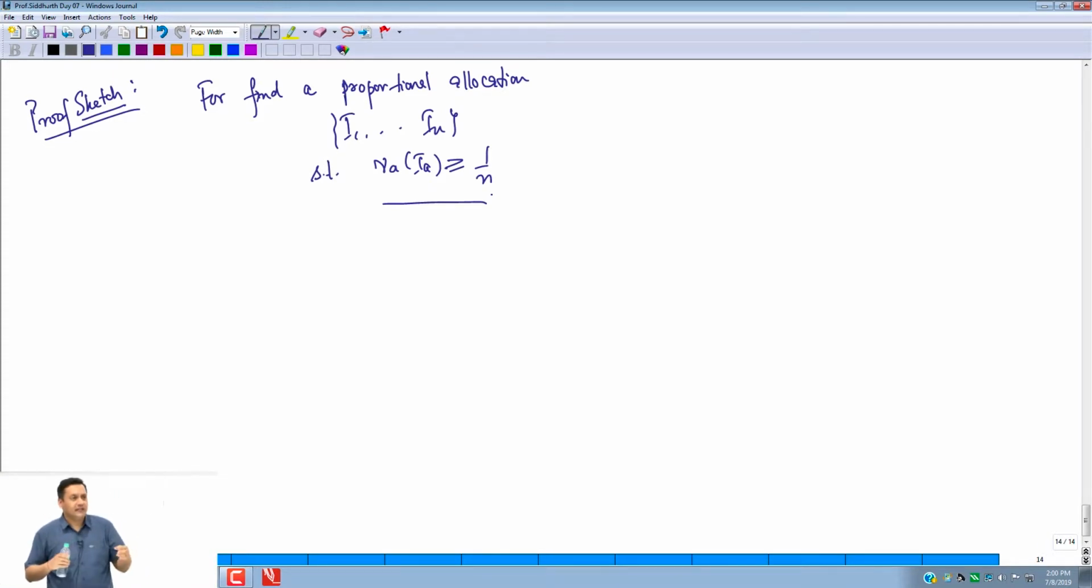So let me ask the question again. I fix an agent, one special agent. For this agent, I want an interval such that this interval is of value at least 1 over n for this fixed chosen agent A. My question to you is, how can you answer this question without much effort?